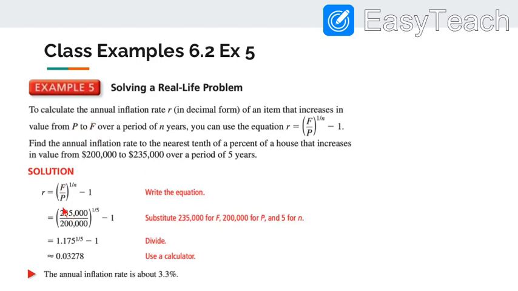So here we're going to take F over P, so our final value was 235,000, our starting value was 200,000. We said over a period of 5 years, so it's raised to the 1/5 power. Simply divide those, get this decimal, raise it to the 1/5 power, subtract 1. Again, using a calculator, if you type this entire line into the calculator, you'll get this no problem. This shows that you have about a 3% rate. One thing to remember is that to convert to a percent, you have to move that decimal place over twice, so that way you get the value of 3.278%, which, like we said, that's where they got their about 3.3.